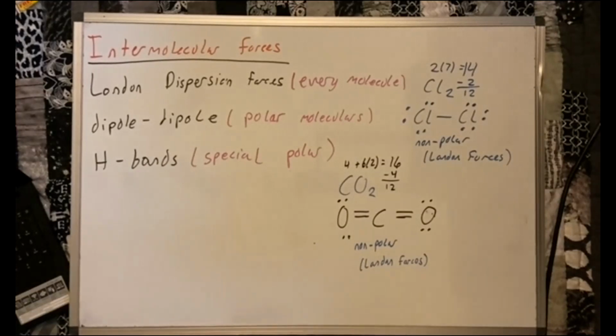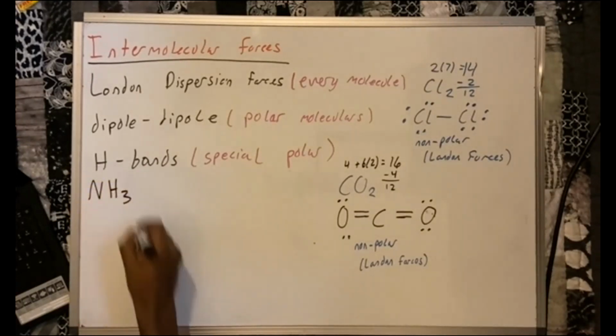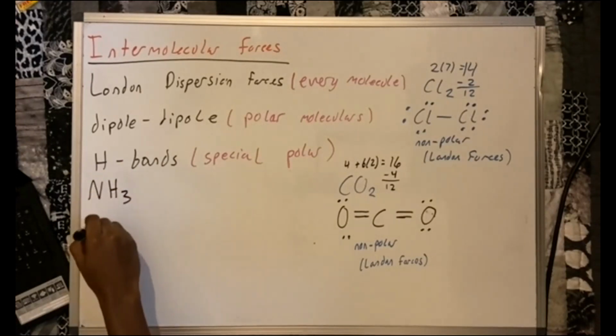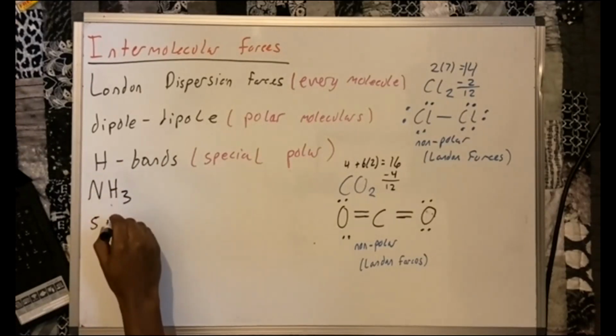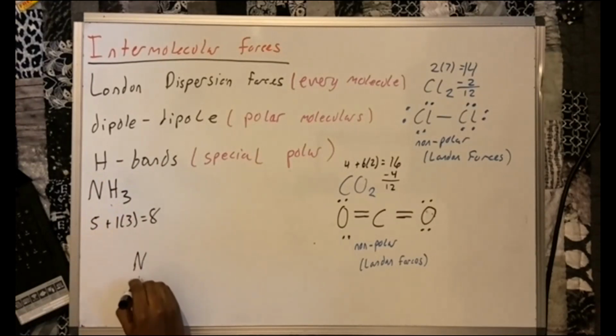Okay, NH3 is the last one on the question. So NH3. Okay, so N has 5 plus hydrogen, which has 1 times 3. So that's 8 total. So hydrogen's never in the middle, so N goes in the middle. We have 6, so we need 2 more, so they go right there.